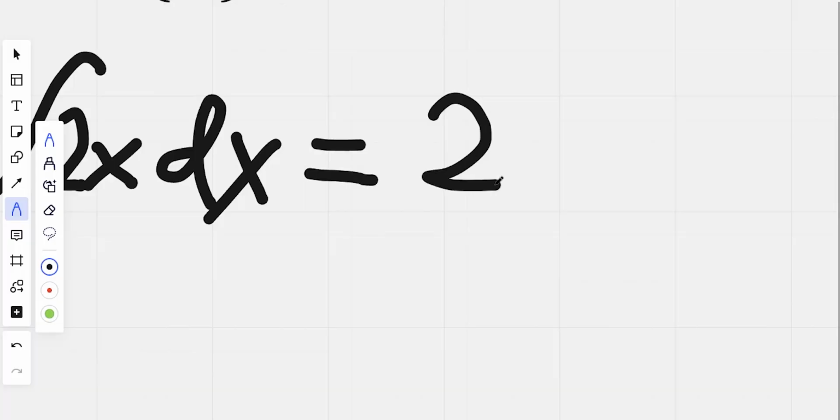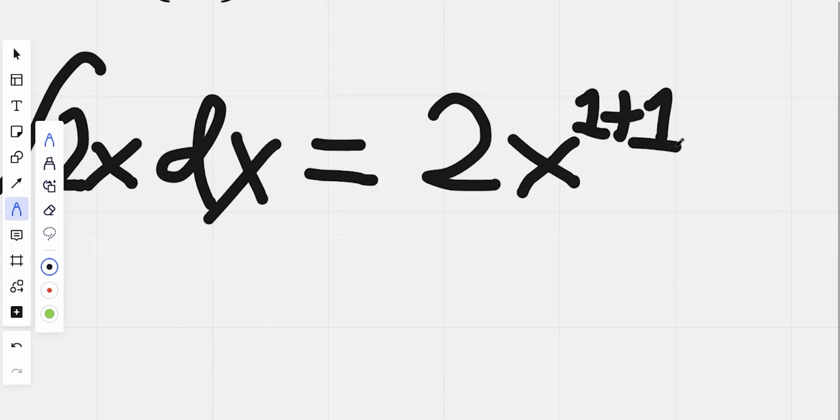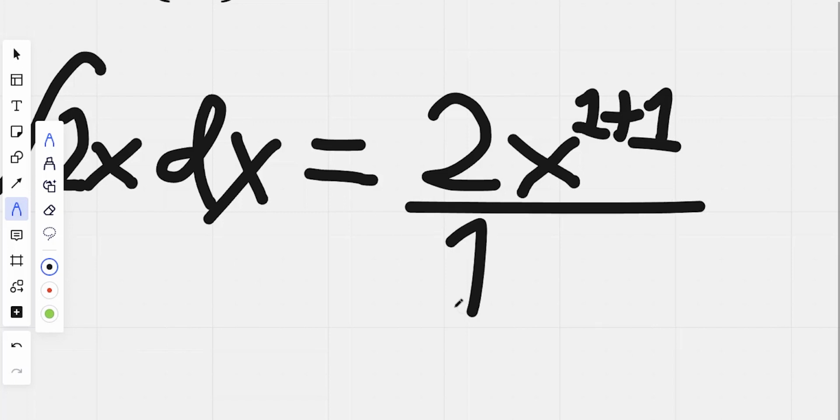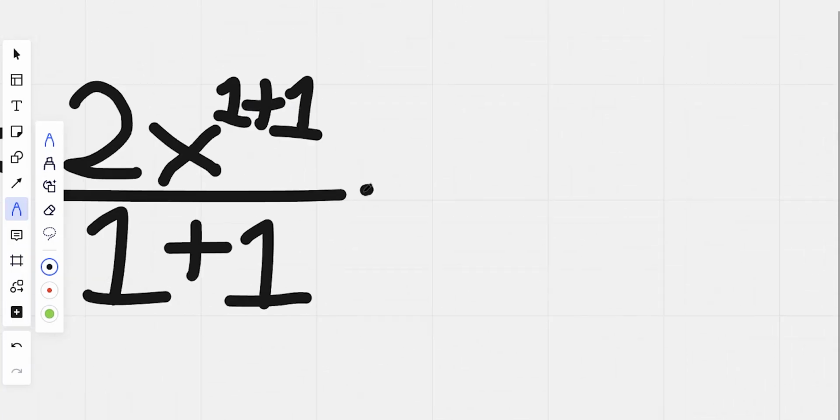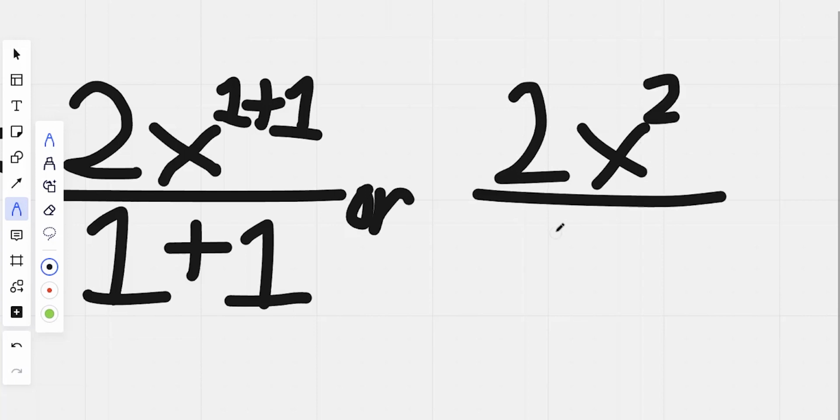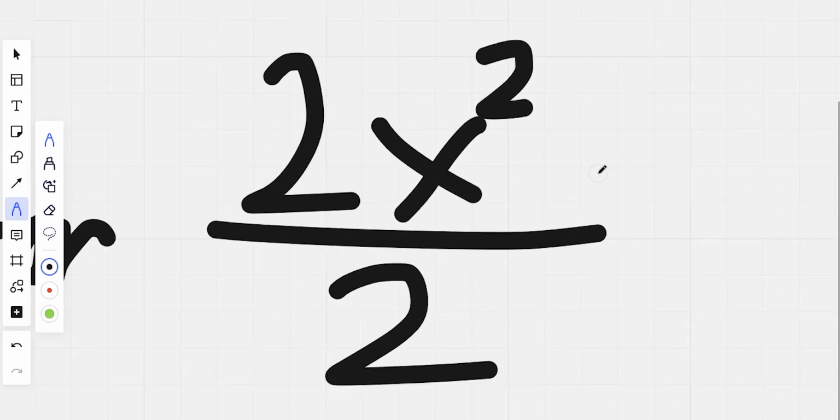By adding 1 to the exponent of the function and dividing it by the value of the exponent plus 1, you will get the integral of the function. So for the function 2x, you will add an exponent on the x, which will make it 2x squared, and you will divide it by 1 plus 1, so 2, because we take the exponent and use it as a value with which we divide the function.